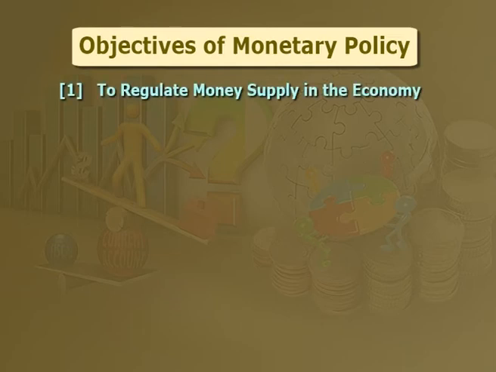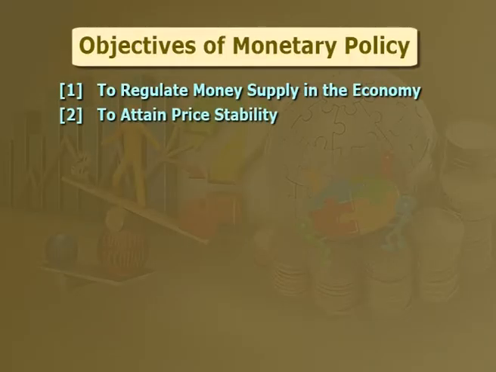Number 1. To regulate money supply in the economy. Money supply includes both money in circulation and credit creation by banks. Monetary policy is framed to regulate the supply of money in the economy by credit expansion or credit contraction. Money supply can be expanded by credit expansion, that is, by giving more loans, and money supply can be decreased by credit contraction, that is, giving fewer loans.